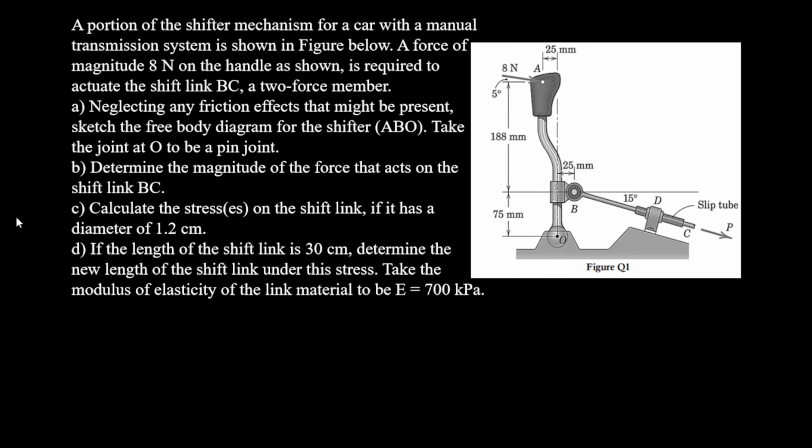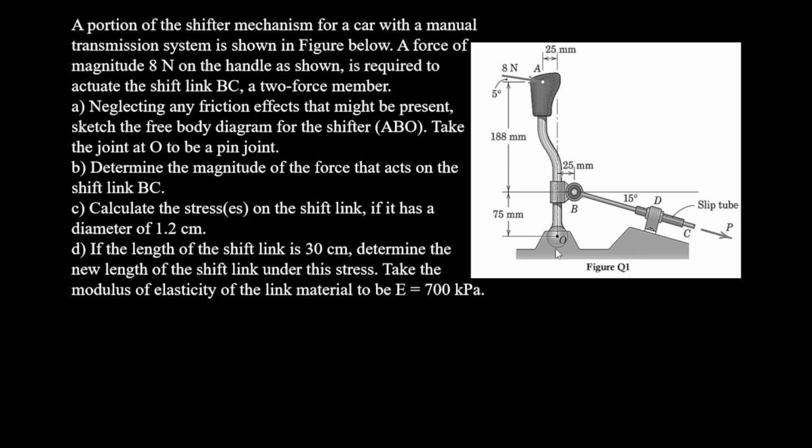Okay, so today the question says that a portion of the shifter mechanism for a car with a manual transmission system is shown in the figure below. That's the figure at the side. A force of magnitude 8 Newton on the handle, as shown, is required to actuate the shift link BC, a two-force member. A: neglecting any frictional effect that might be present, sketch the free body diagram for the shifter ABO. Take the joint at O to be a pin joint. It means that the joint over here is going to be in terms of X and Y.